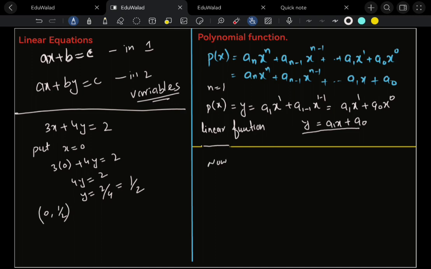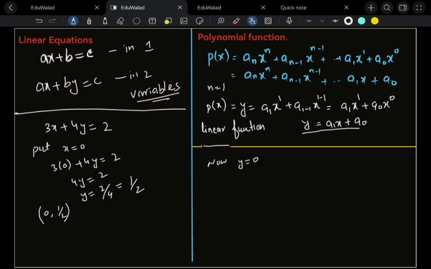Now put y equals 0, because we want to draw its line. Why are we putting x equal to 0 and y equal to 0? Because we want to find the x-intercepts and y-intercepts. Before we find the solution set, we will define x-intercepts and y-intercepts as well.